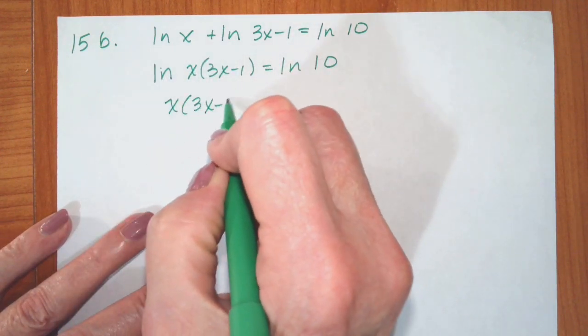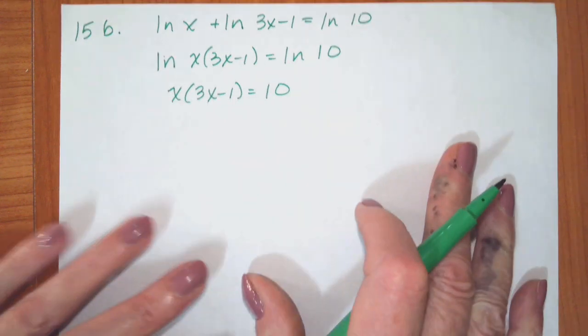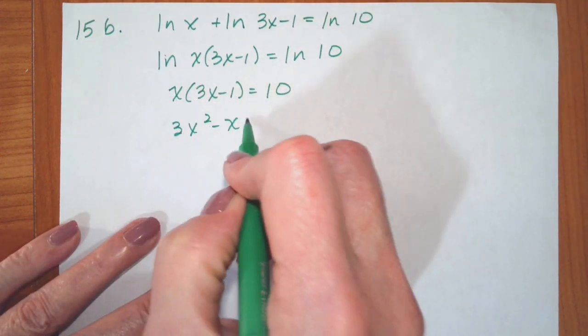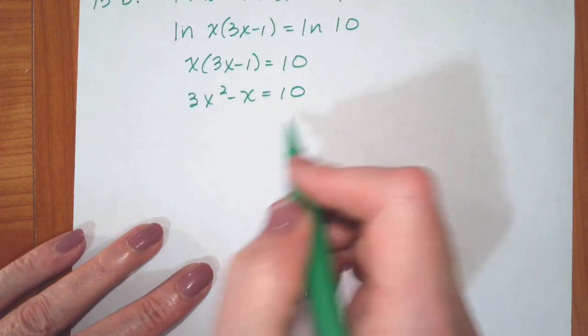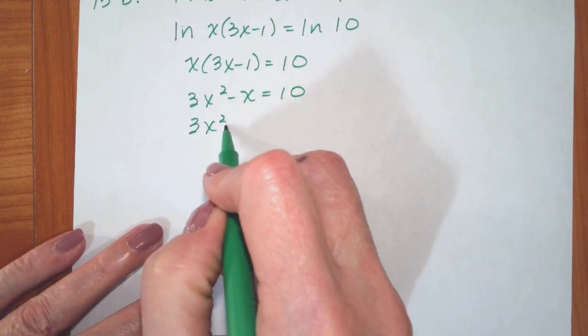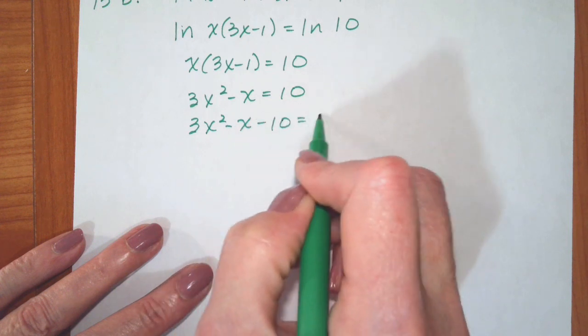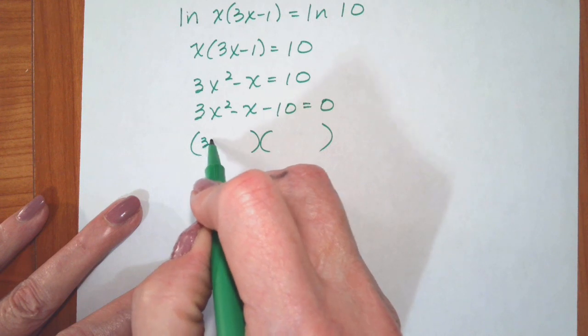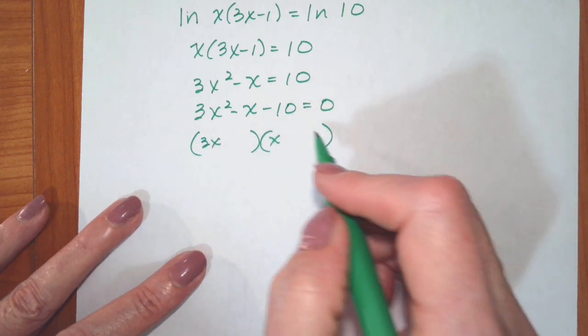Now, same base, so the arguments have to be equal since the expressions are equal. x times 3x minus 1 equals 10. 3x squared minus x is 10. Quadratic, so I set it equal to 0. 3x squared minus x minus 10 is 0. So this is 3x and this is x.